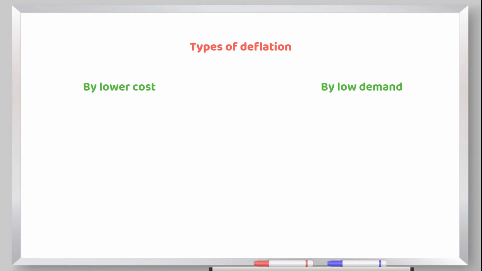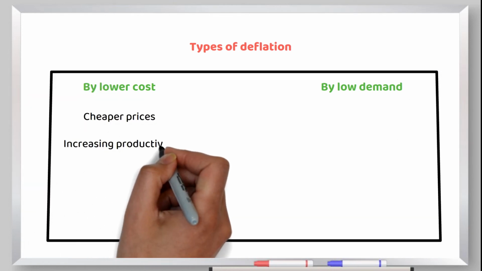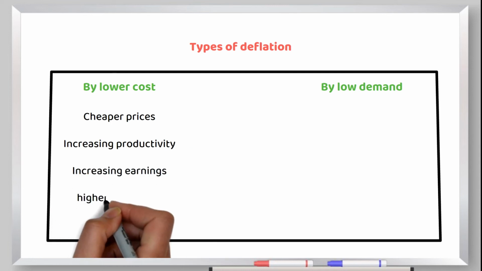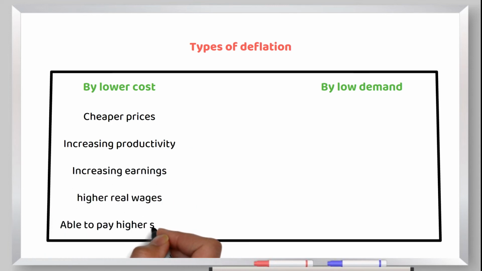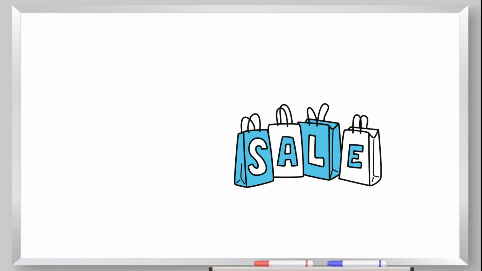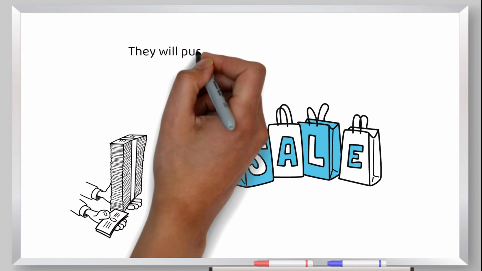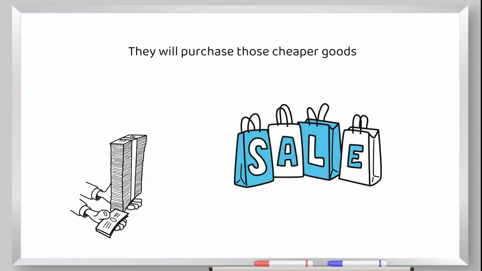With deflation by lower cost, some of the benefits are cheaper prices, increasing productivity, earnings, and hopefully higher real wages. In theory, businesses will be able to pay higher salaries if there is deflation due to lower costs. If customers see reduced costs as their actual salary rises, you may anticipate them to spend more because they will have the money to purchase these cheaper goods.